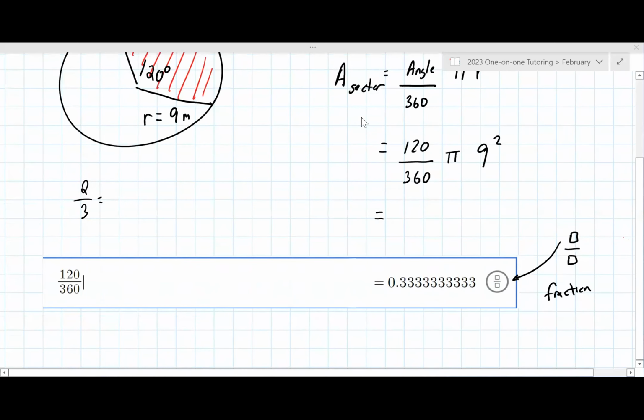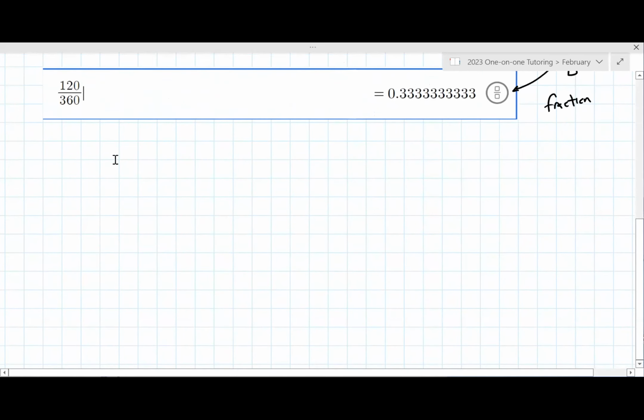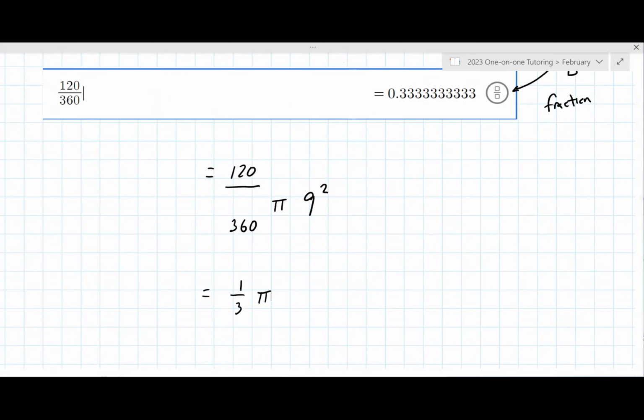All right, so that was important. We had to get that, like we were trying to do this calculation here, 120 over 360. Now we know that 120 over 360 is 1/3. Can you tell me what 9 to the power of 2 is now?